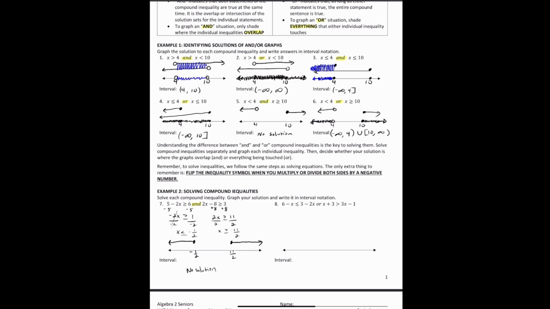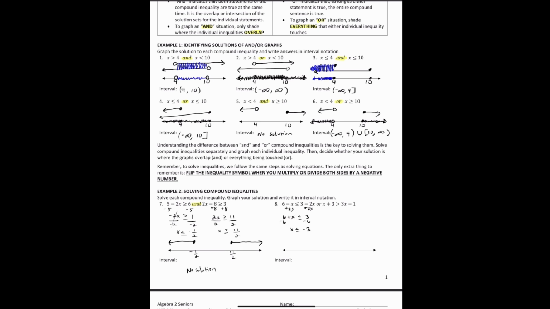All right. Number 8, 6 minus x is less than or equal to 3 minus 2x, or x plus 3 greater than 3x minus 1. We are going to look at this inequality first, and then we'll look at this. So 6 minus x less than or equal to 3 minus 2x. I'm going to go ahead and add 2x to both sides. So I have 6. Negative x plus 2x is plus x, which is less than or equal to 3. Then I will subtract 6 from both sides, and I get x is less than or equal to negative 3.